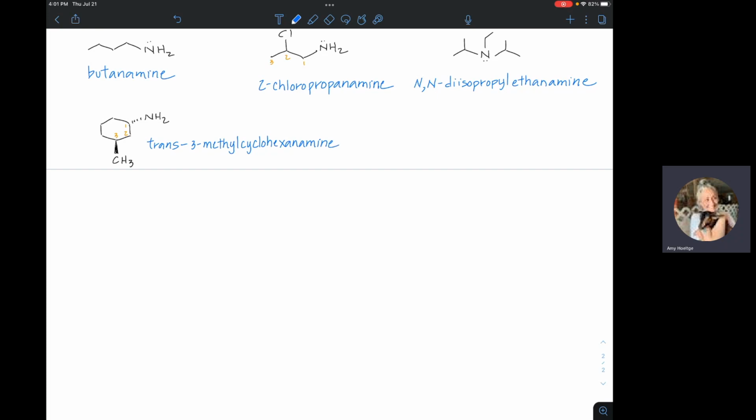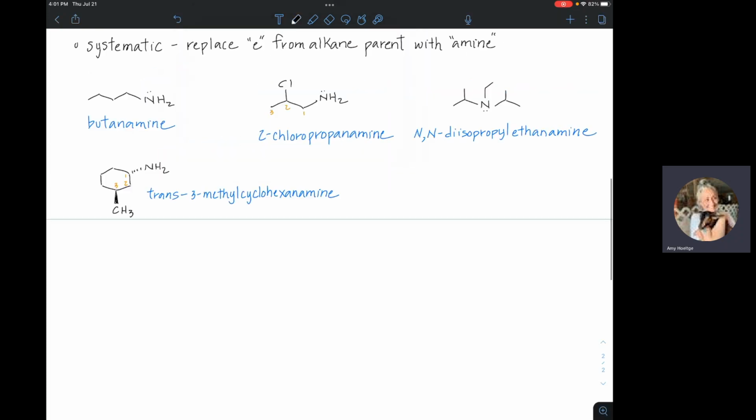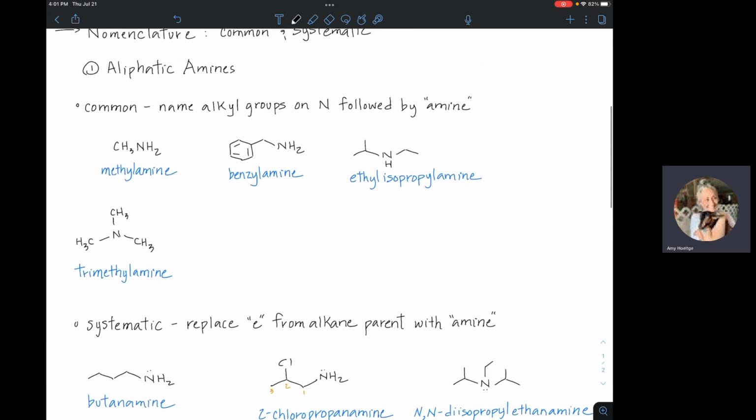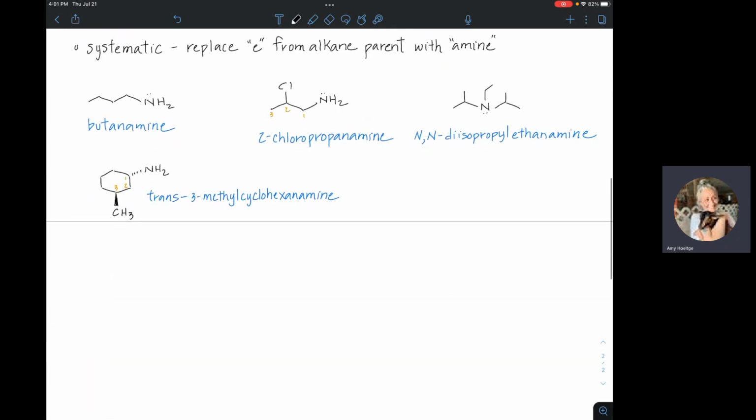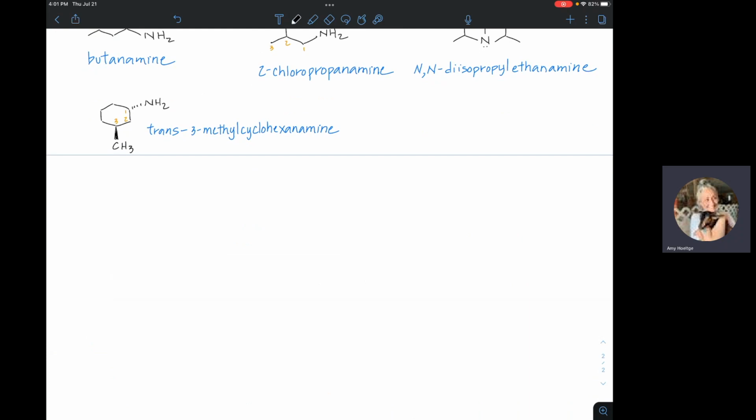So what about molecules? We'll stick with, we're in our aliphatic category here. What about aliphatic amines where the nitrogen is incorporated into the ring? So if we have a heterocyclic compound and it's an amine, we have a ring that contains the nitrogen. It's like part of the ring.